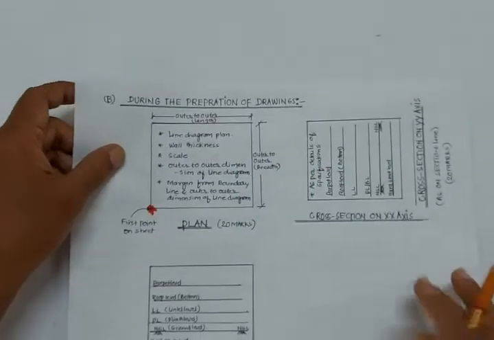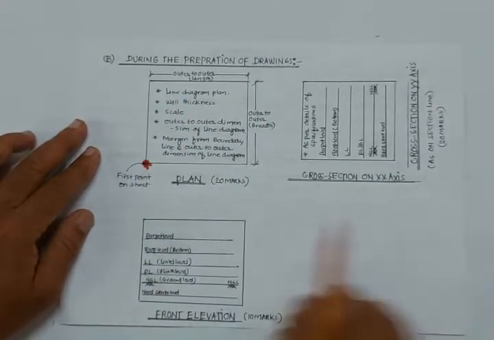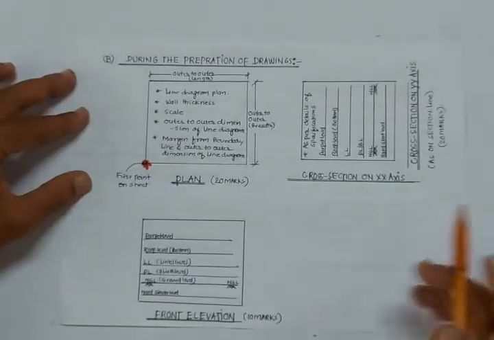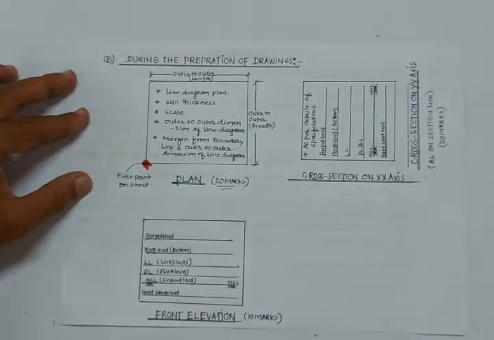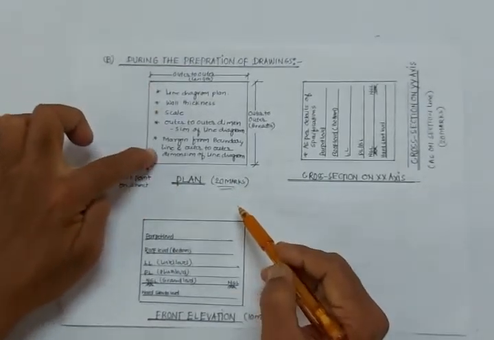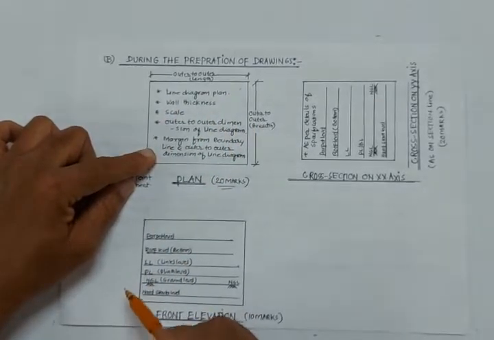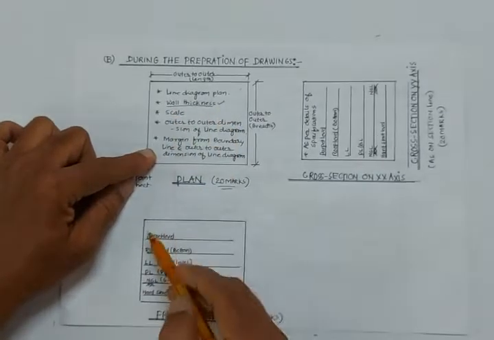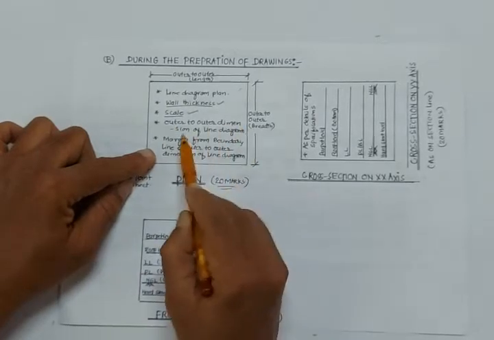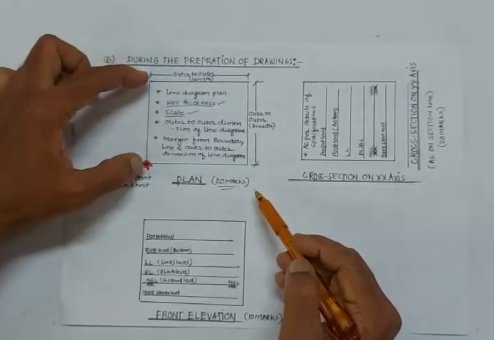Next, during the preparation of the drawings, suppose you want to draw the plan from the given line diagrams. This is in the examination for 20 marks. Before going to the plan, you have to consider these points. The line diagram of the plan is available in the question paper, and you have to check the wall thickness and what scale is given. Then the outer to outer dimensions of the line diagram, which means including the wall thickness.